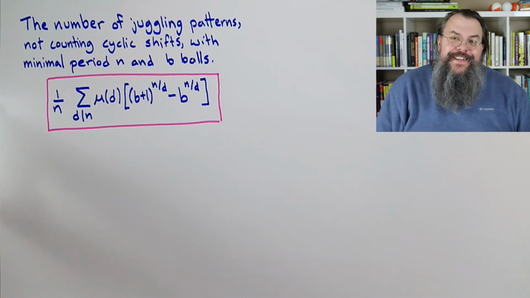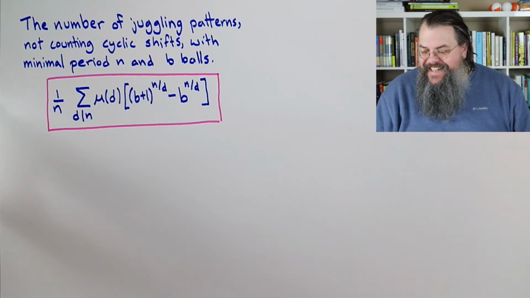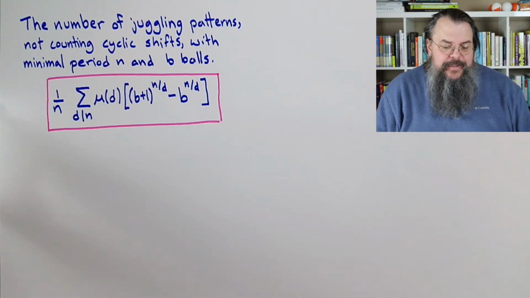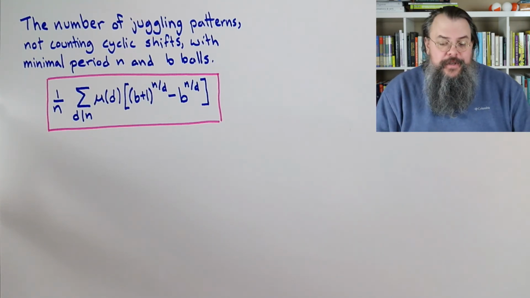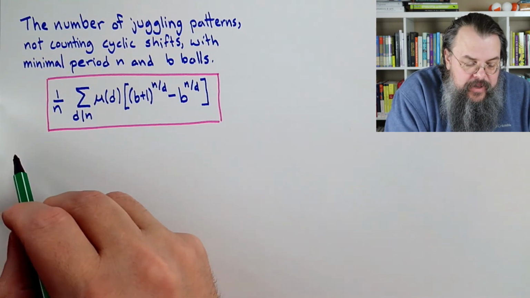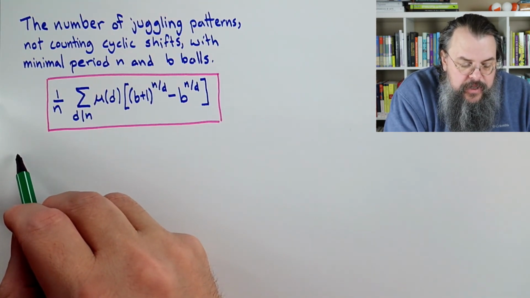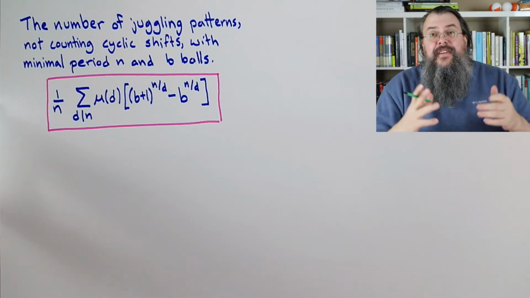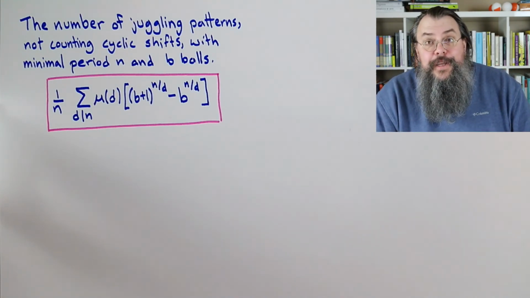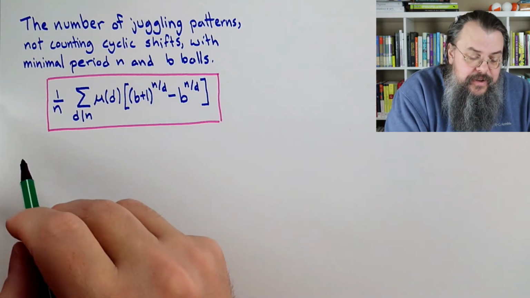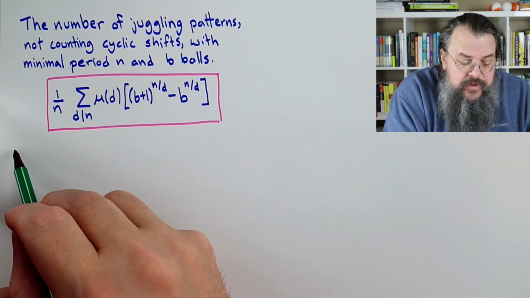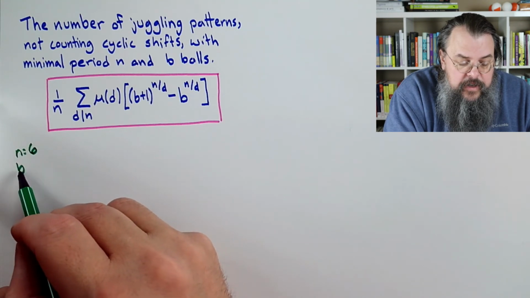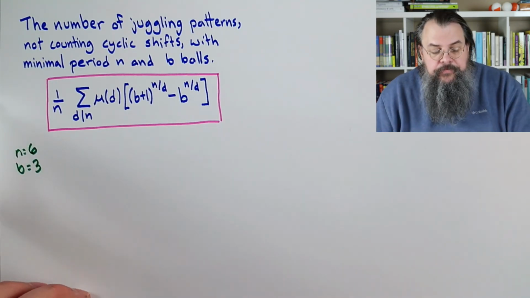All right, well, should we try it? Okay, let's actually do one example. So suppose, well, let's make it interesting. If your period is prime, it's really easy to correct. So let's try something that's not prime. So let's choose n equals 6 and number of balls equals 3.